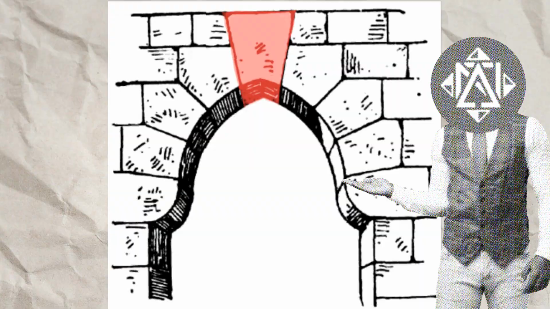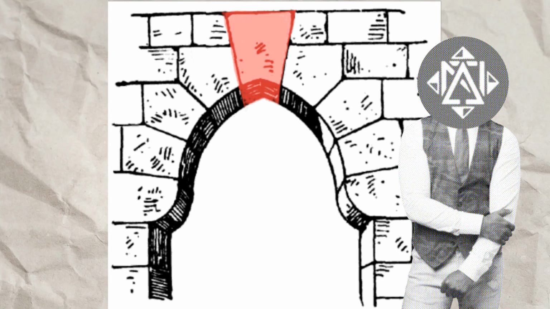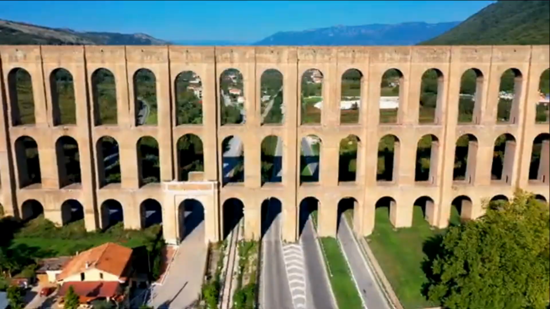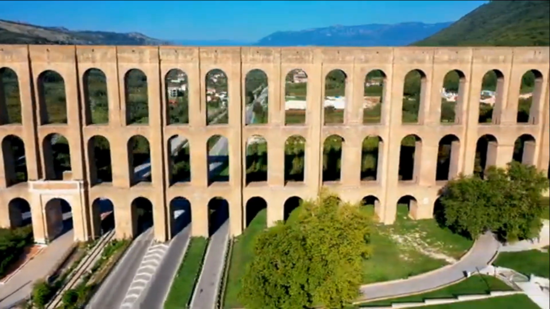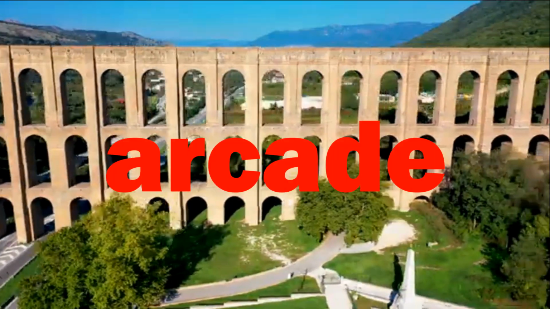The central part of the arch is the keystone. It's the last stone placed in construction, and it locks all the other stones into place. A series of rounded arches side by side is called an arcade. To keep it simple, the arches distribute loads very well.